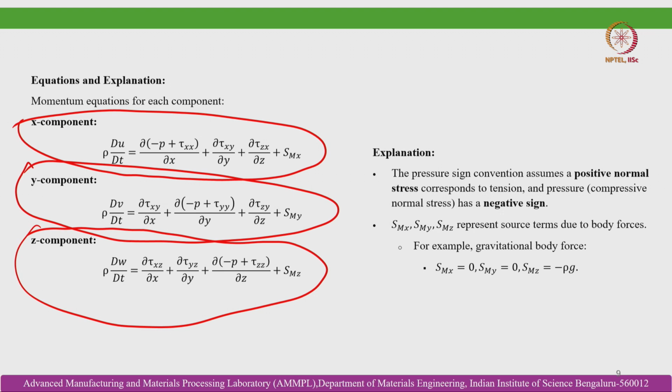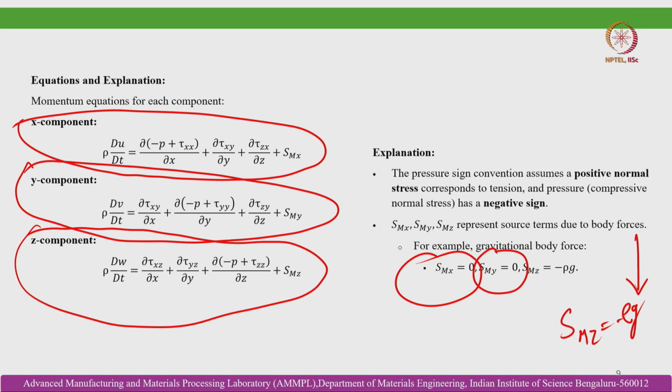As I explained earlier, the pressure sign convention assumes that positive normal stress corresponds to tension and pressure is a compressive normal stress, which is why it has a negative sign. Smx, Smy, Smz represent the source terms due to body forces. For example, for the gravitational body force, gravity is acting only in the z direction, so Smx becomes 0, Smy becomes 0, and only Smz becomes equal to minus rho g, because gravity acts downward, which is why the negative sign is shown.